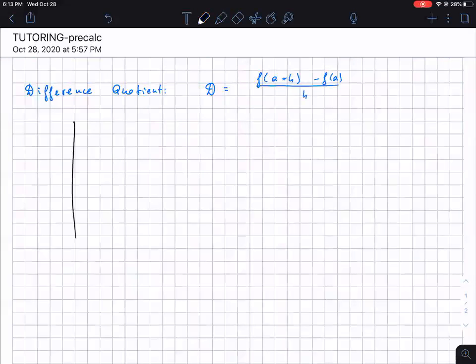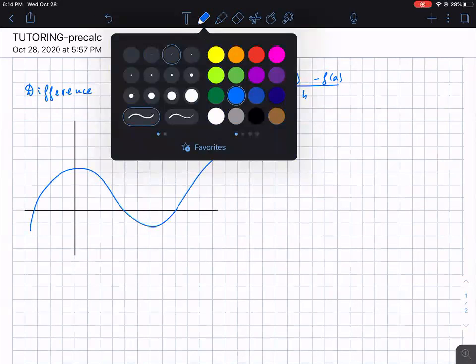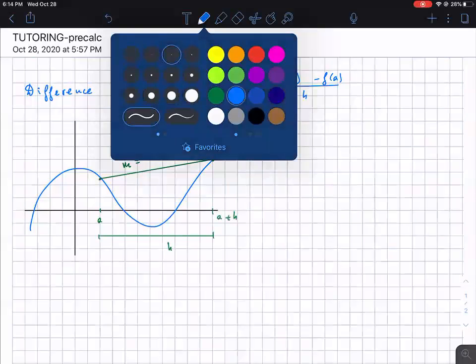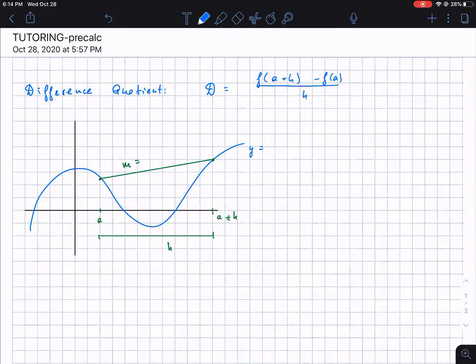Let's say you have a function like this. Pick some value a, let's say here. Pick some length h, then this would be a plus h. When we connect these points, if this is y equals f of x, the slope over here would be f of a plus h minus f of a divided by h.